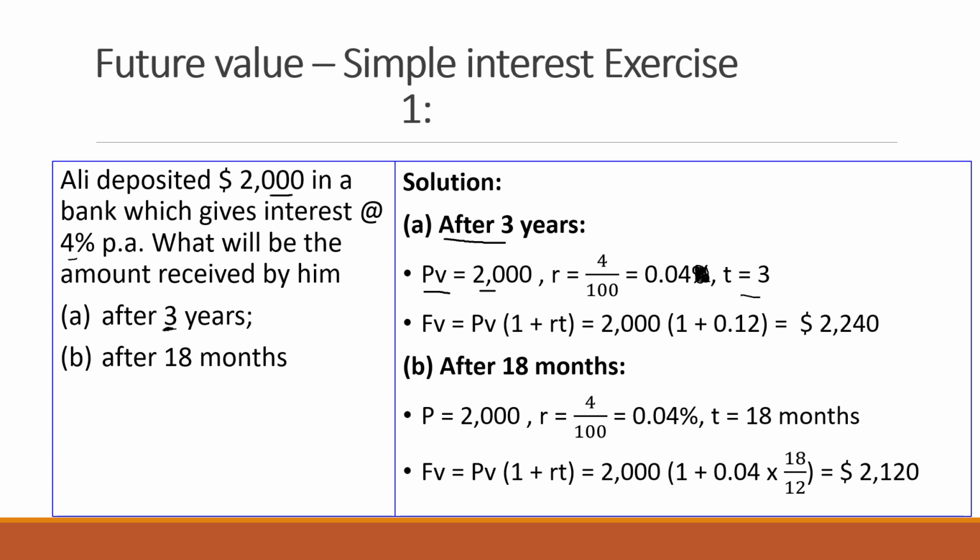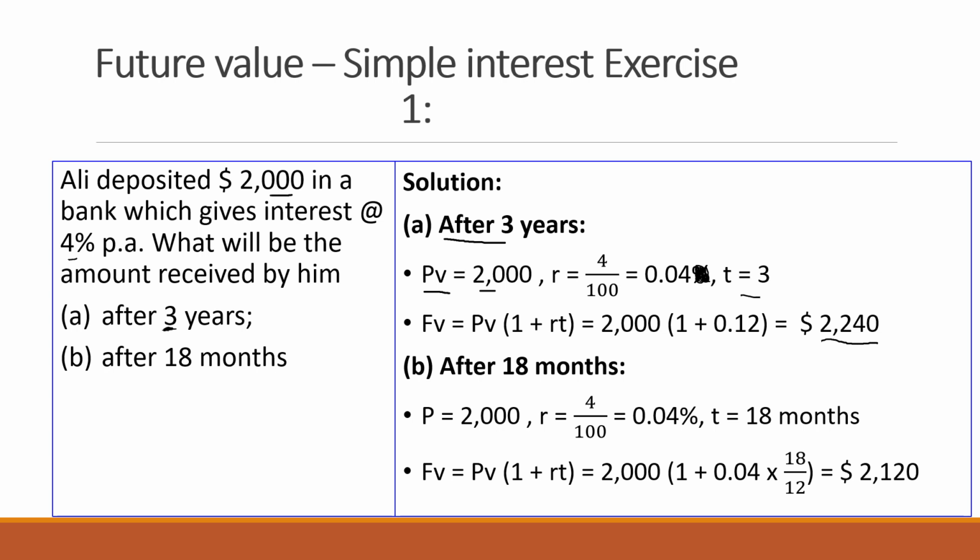Now we will write the formula. Future value is equal to present value into bracket 1 plus R multiplied by T, bracket close. Now just substitute the value. Our present value is 2000. So 2000 into bracket 1 plus 0.04 multiplied by 3, it will come to 0.12. So now when you calculate on your calculator, 2000 into bracket 1 plus 0.12 bracket close equal to, you will get the answer $2,240. This is for our A.